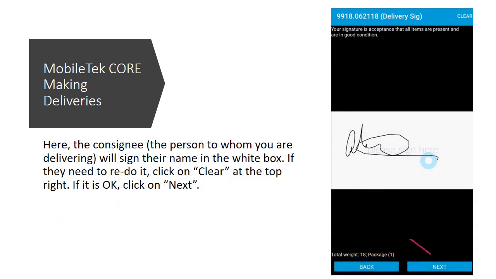Here, the consignee, the person to whom you're delivering, will sign their name in the white box. If they need to redo it, click on Clear at the top right. If it is okay, click on Next. At the bottom of the screen are the details of what the person is signing for. At the top, again, is the disclaimer acknowledging receipt in good condition.